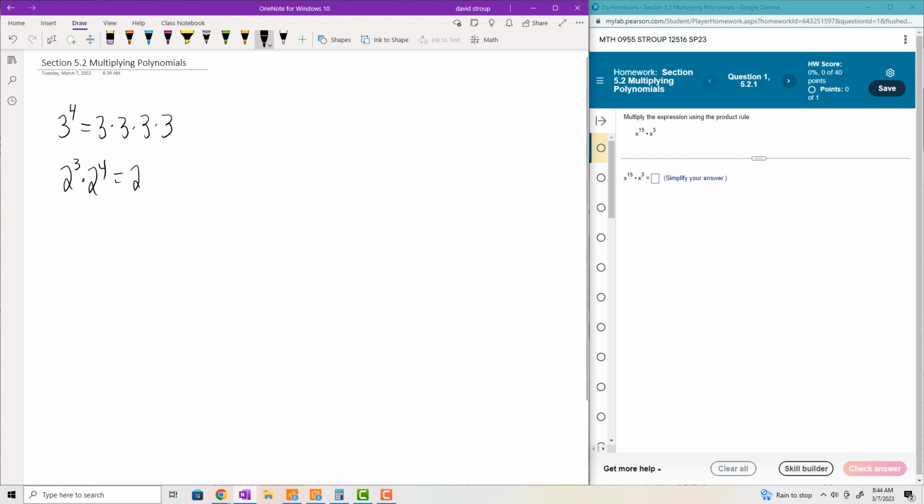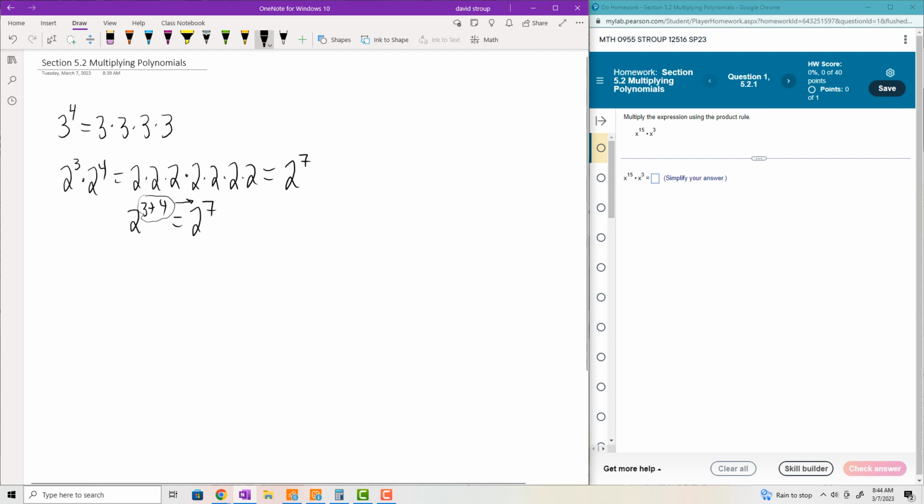2 cubed is 2 times 2 times 2, and then 2 to the 4th is 2 times 2 times 2 times 2. So how many 2's do I have? 1, 2, 3, 4, 5, 6, 7 of them. And that suggests a method for doing this quickly. If you look at the exponents on the left, you have 2 to the 3 plus 4, and on the right the exponent is 7. So you see a connection: you're going to add them. 3 plus 4 gives you 7.